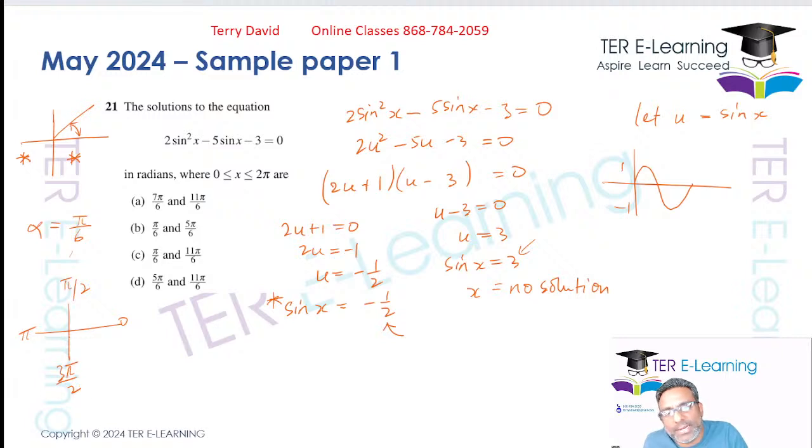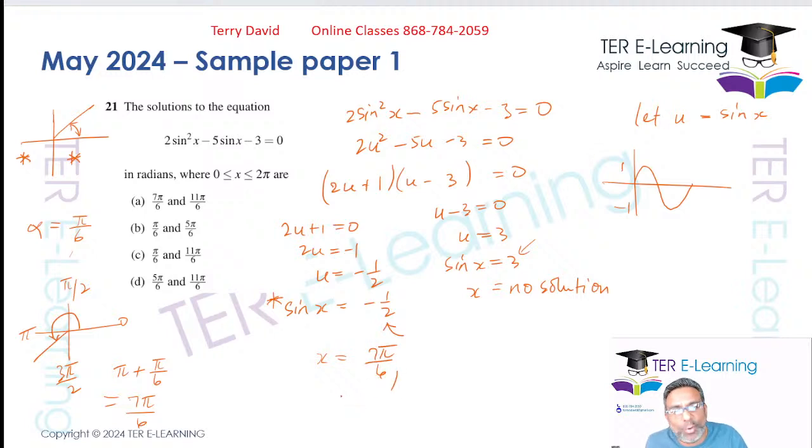And the third quadrant angle here is this angle here. So what we need to do is say pi plus pi over 6. So that's 1 and 1/6, which is 7 pi over 6. That's 7 pi over 6. So this is one answer: x is 7 pi over 6.